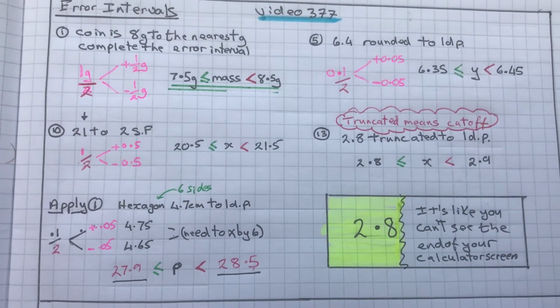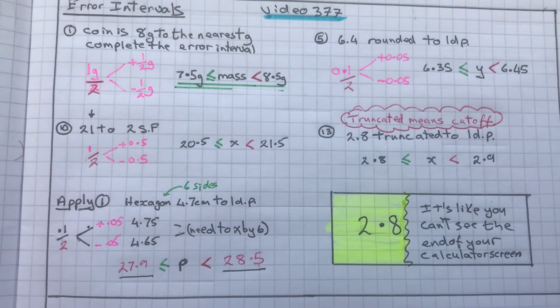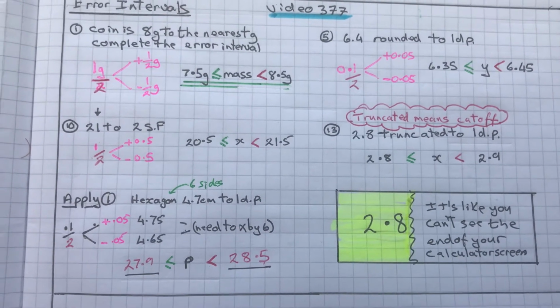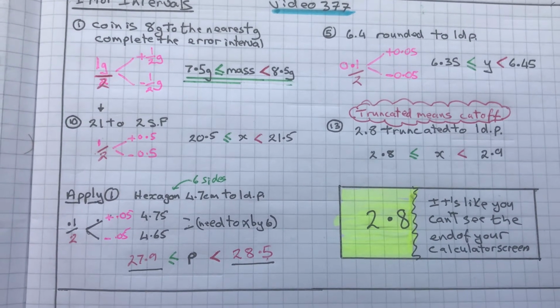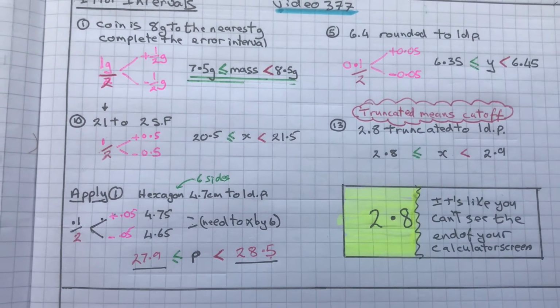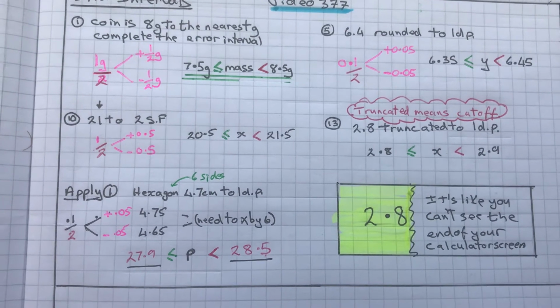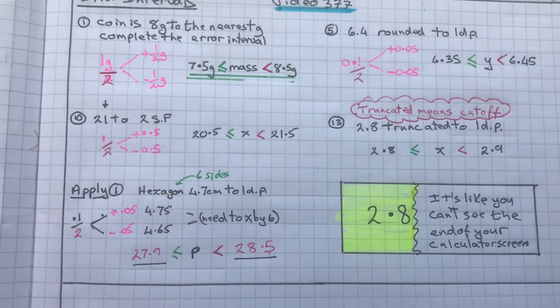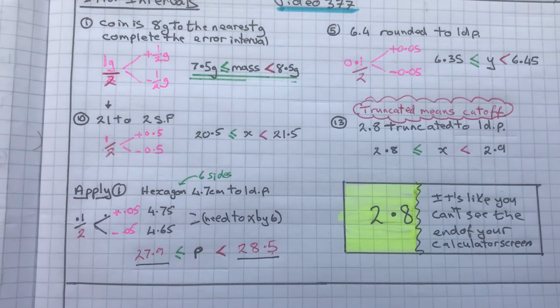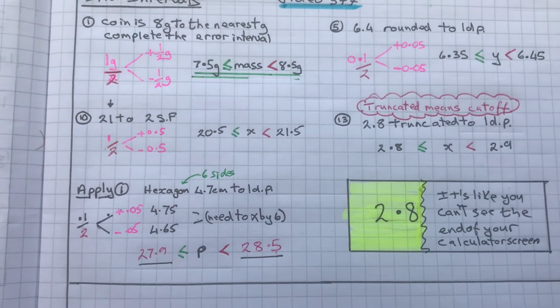If I look at question 5, 6.4 rounded to 1 decimal place, I take that 1 decimal place, or 0.1, divide it by 2 to get 0.05, add that on and take it away. So the value of y will be between 6.45 and 6.35.